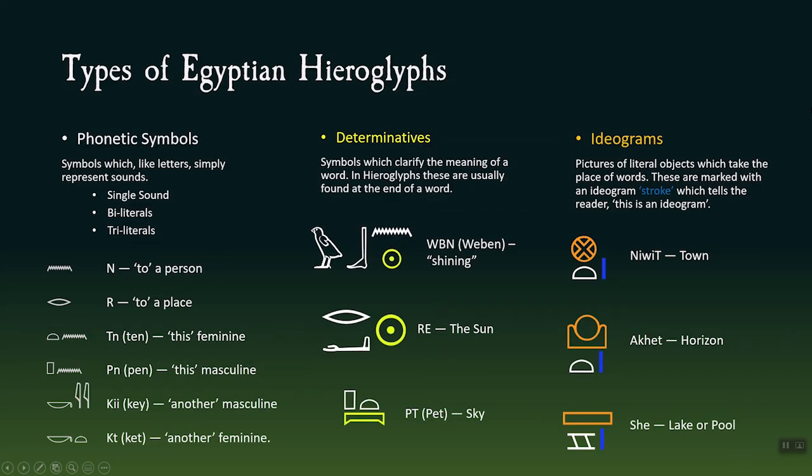So just coming back to our initial slide here, we can now look at these symbols and familiarize ourselves with some of these terms. N on its own can mean "to a person." We talked about that. R on its own can mean "to a place." Ten means this, but it's feminine. Pen is this, masculine. Ki is another masculine, and ket is another feminine.